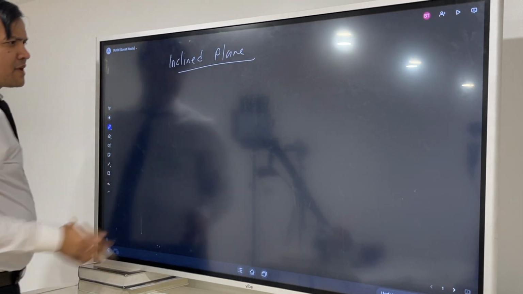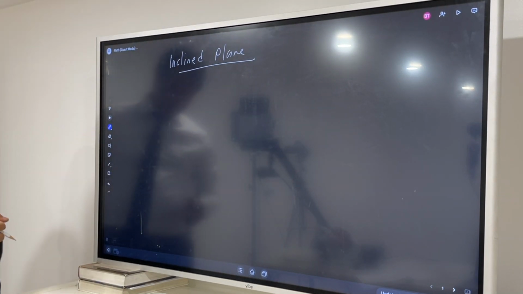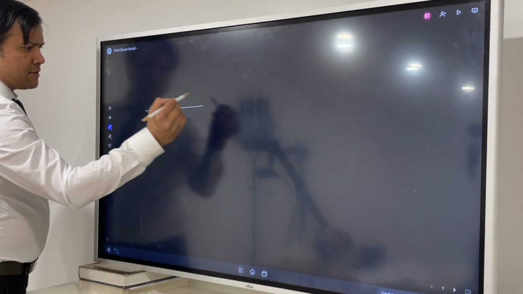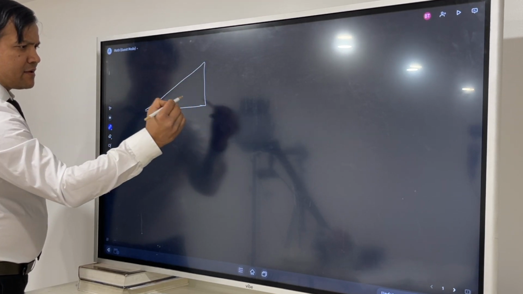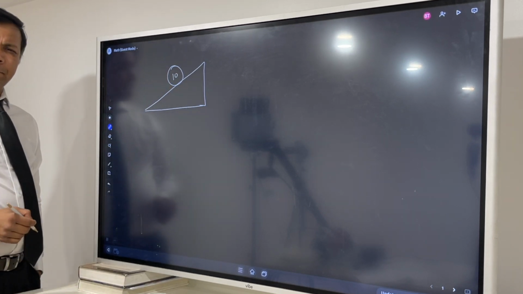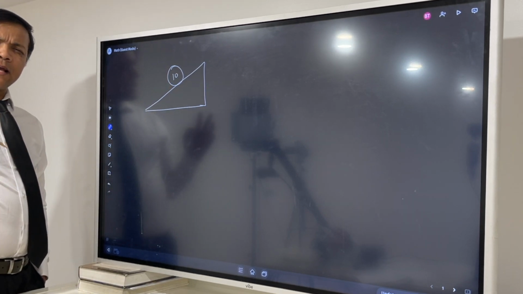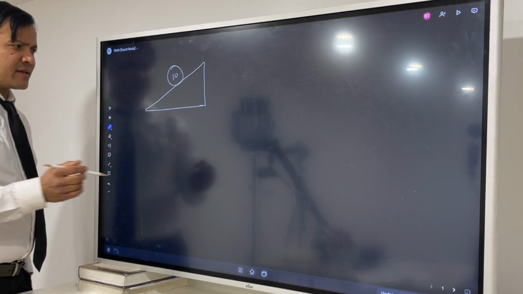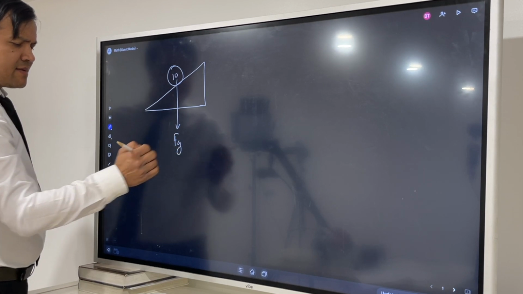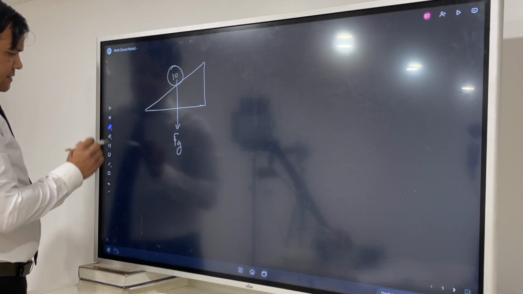When we talk about an inclined plane, what do we talk about? Let's see. You have a plane and you have a box, let's say a 10 kilogram box, and acceleration due to gravity acting on it. So this is Fg, and Fg has two components.